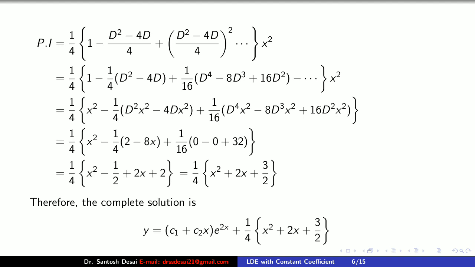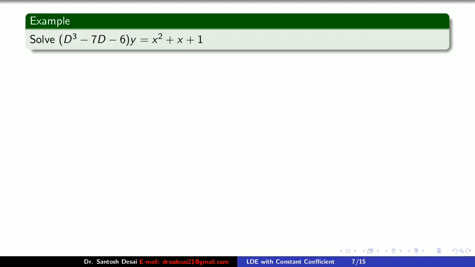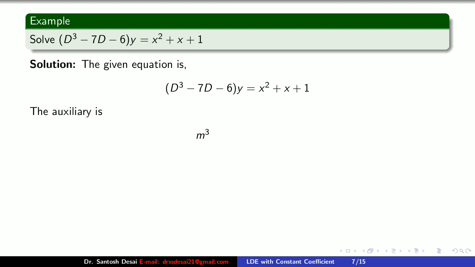Let us consider the next example. Solve D cube minus 7D minus 6 y is equal to x square plus x plus 1. So let us take the given equation. It is (D cube minus 7D minus 6) y is equal to x square plus x plus 1. The auxiliary equation is m cube minus 7m minus 6 is equal to 0.